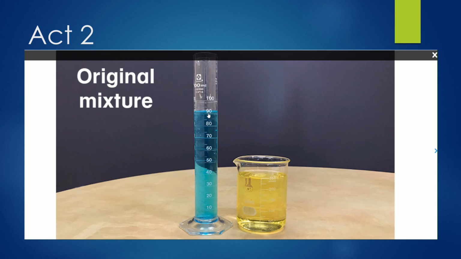So you're going to need that information, so jot it down on your recording sheet. 92 milliliters of blue. Okay? And milliliters can be abbreviated ml. You can see that on the cylinder there.